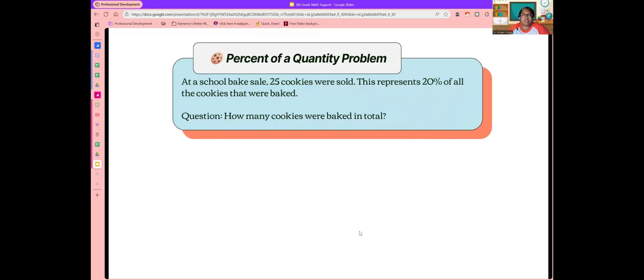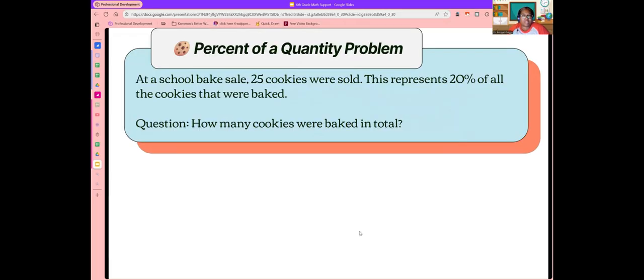In this example problem, we have a percent of a quantity problem. At a school bake sale, 25 cookies were sold. This represents 20% of all the cookies that were baked. How many cookies were baked in total? So, let's set this up by looking at what information we have.